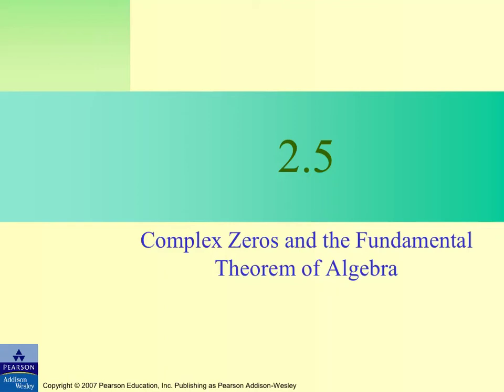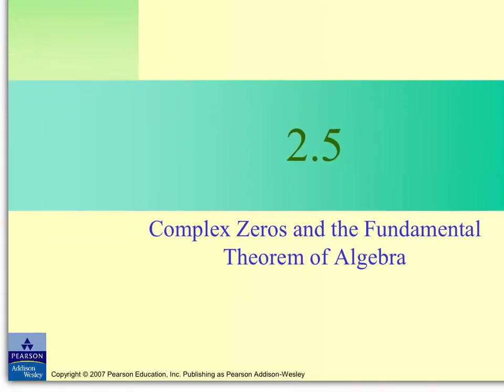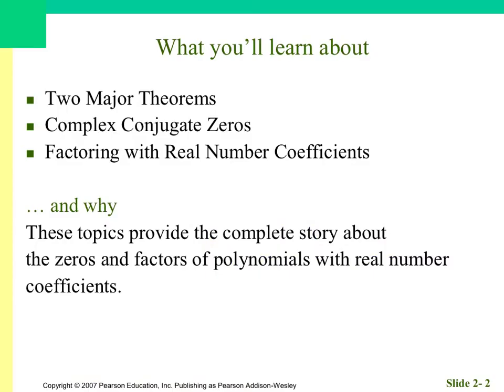Alright guys, today's goal: the learner will understand complex zeros and the fundamental theorem of algebra. You'll learn about two major theorems, complex conjugate zeros, and factoring with real number coefficients. Why? These topics provide a complete story about the zeros and factors of polynomials with real number coefficients.